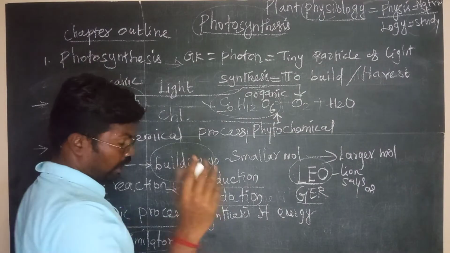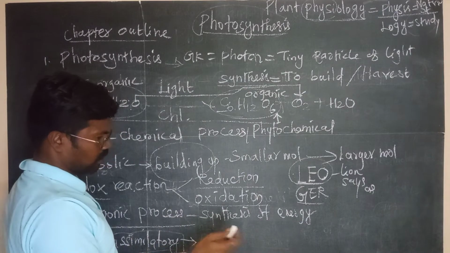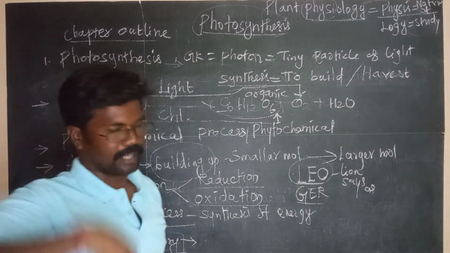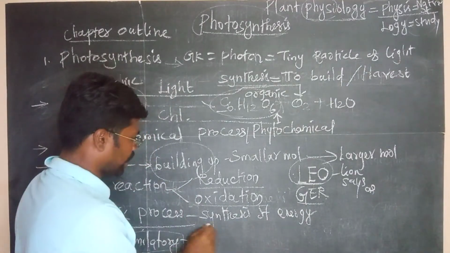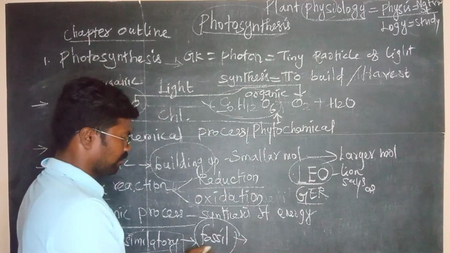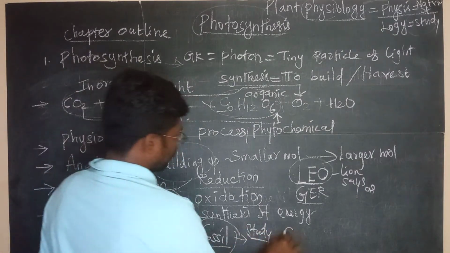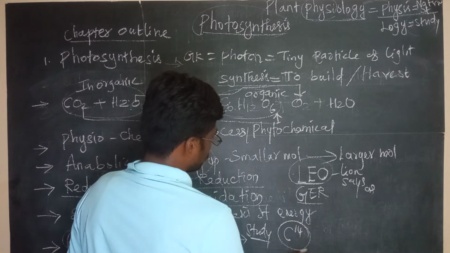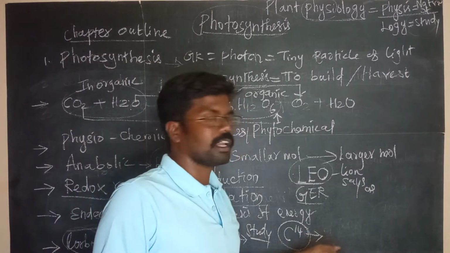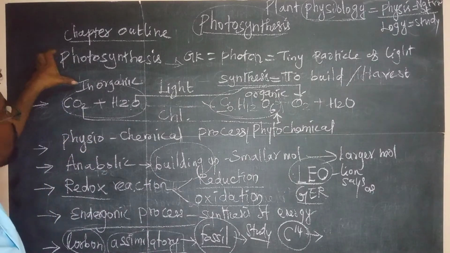When you cut a tree, we can find the age of the plant. In the case of a fossil, we can find how many years the plant lived. We can do fossil study with the help of the carbon assimilatory process. Carbon-14 is the method. It uses radioactive carbon to find the age of the fossil plant. These are the other names for photosynthesis.